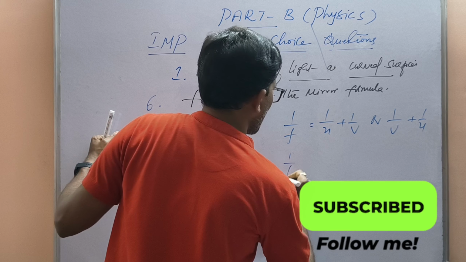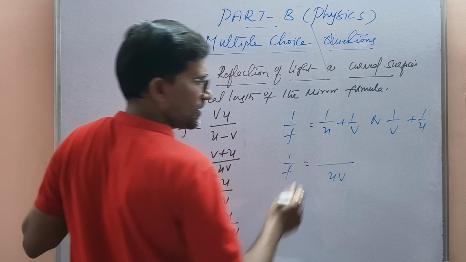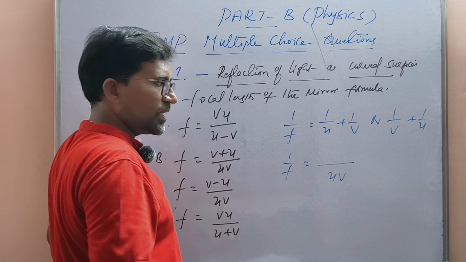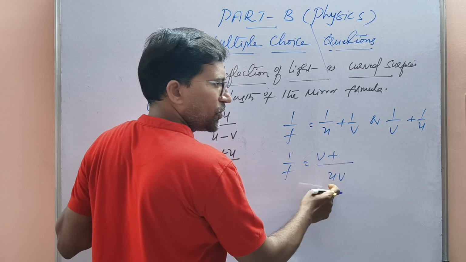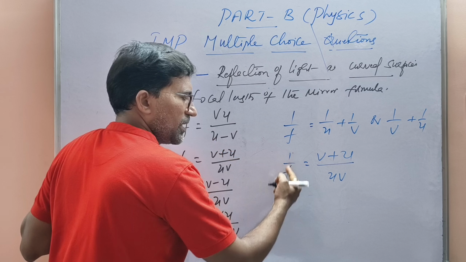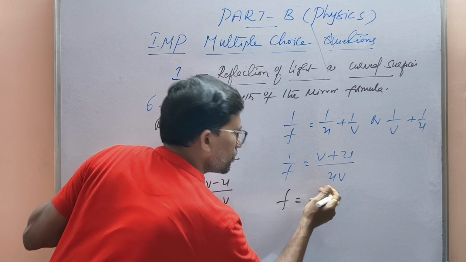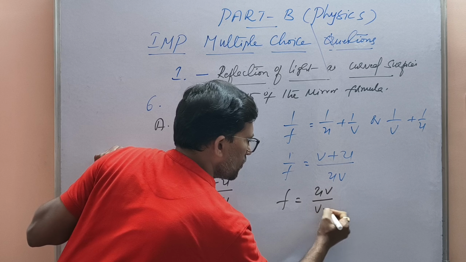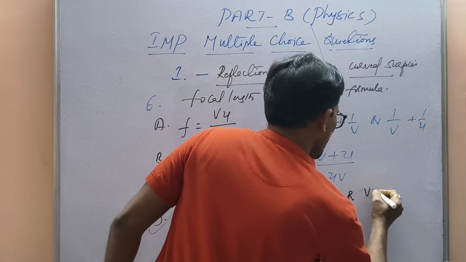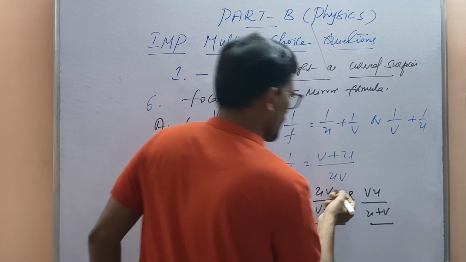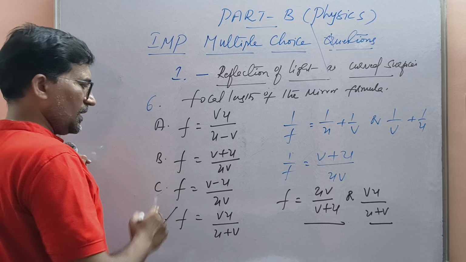Then you go with the LCM. 1 by F is equal to, if you take the LCM for these two, you will get UV. 1 by U plus 1 by V, LCM is UV only. U will go in UV how many times? V times. Plus V will go in UV how many times? U times. That is 1 by F is equal to V plus U by UV. Now F is equal to, you take the reciprocal, UV by V plus U, or U plus V, anything. VU by U plus V you can write, or UV by V plus U you can write. So hence the right option is D.